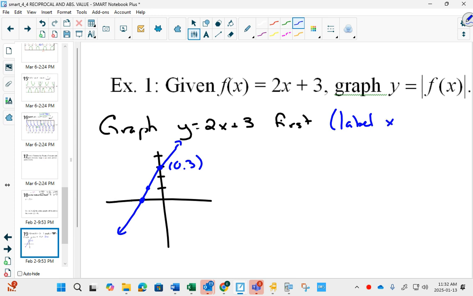Label x-intercepts. So how do you find an x-intercept? You can make y equal to 0. And if I made y equal to 0, my x-coordinate would be negative 1.5 or negative 3 over 2.